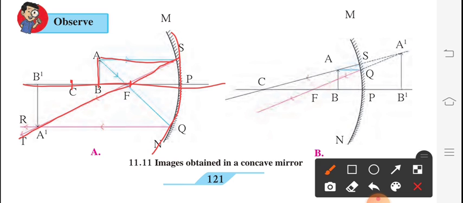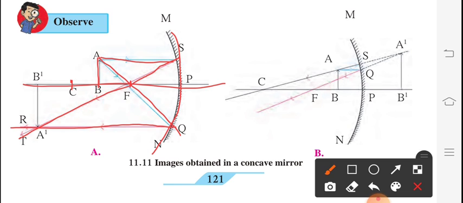Now next, there are two rays. One is parallel to the principal axis and one ray is going to the focus. If the ray passes through the focus, the reflected ray is parallel to the principal axis. Okay, so all these are rules. So you have to read the rules properly, how to draw a ray diagram. If you read it properly, then you will understand it clearly.